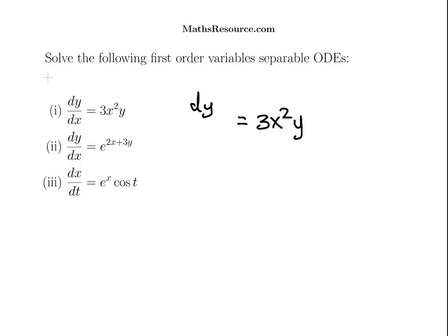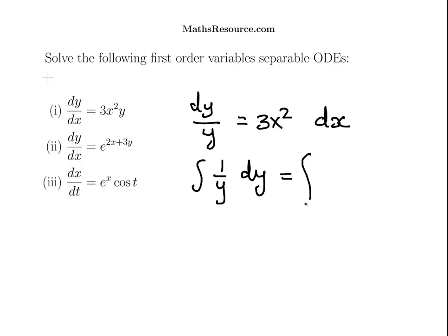Okay, and divide both sides by y. So there we have it. That was easy. So let's just write that out again. 1 over y dy equals, we're just putting in the integrals as well, 3x squared dx.